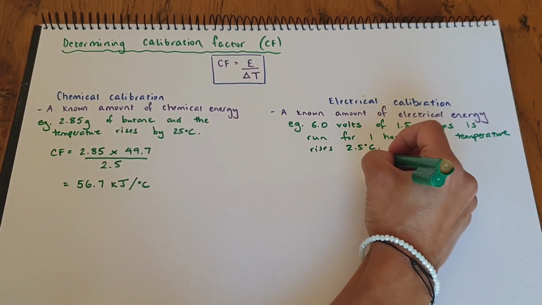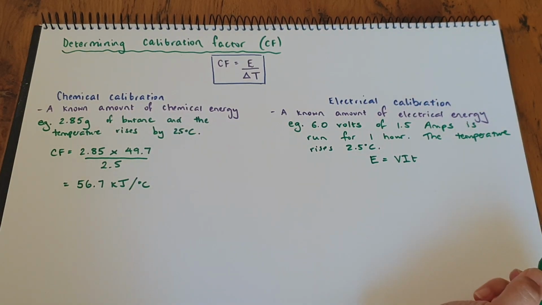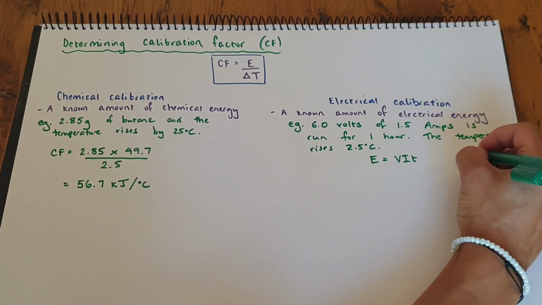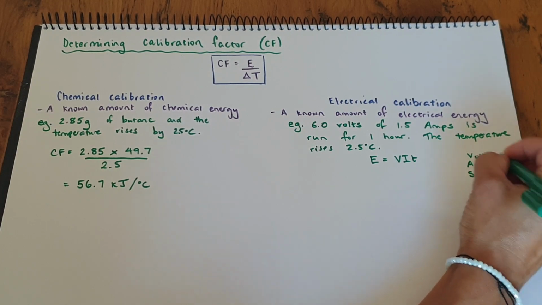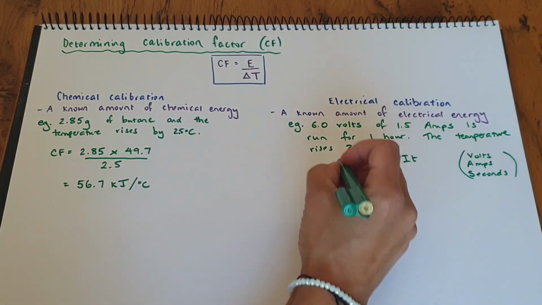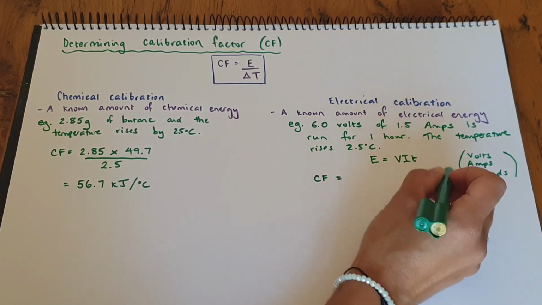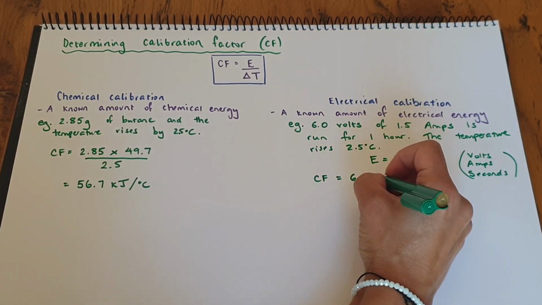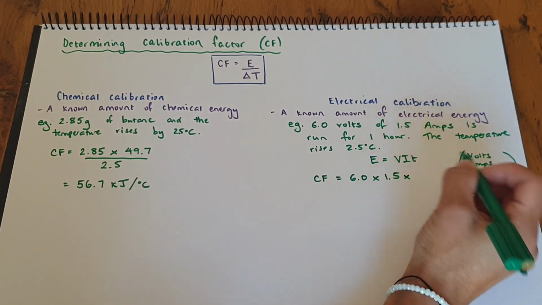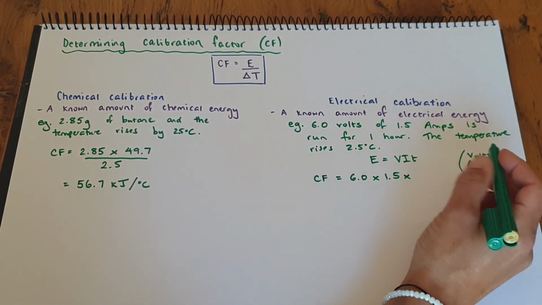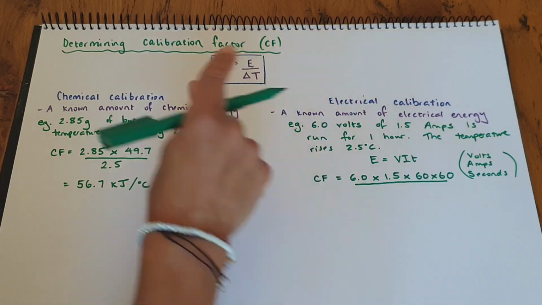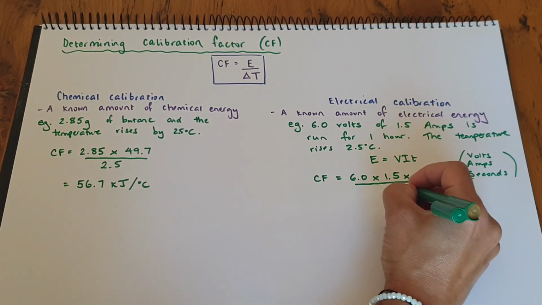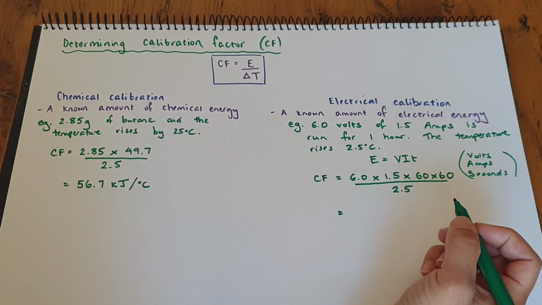Okay, so for the calibration factor, we still need to get the known amount of energy, but we are going to use this particular formula, E equals VIT. For E equals VIT, remember this as VAS: volts, amps, seconds, just to tell you the units that you're using. So the amount of energy that's gone in, because the calibration factor is amount of energy over temperature change, we have 6.0 volts, 1.5 amps, and the time, be careful, it has to be in seconds. It says 1 hour, that would be 60 by 60, because we're putting that into seconds, all over my temperature change, which was again 2.5. Put that all into the calculator.